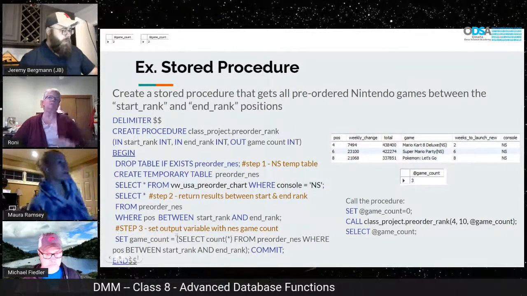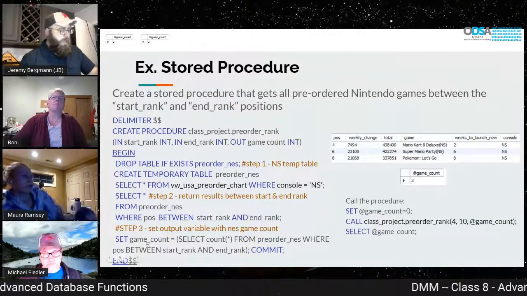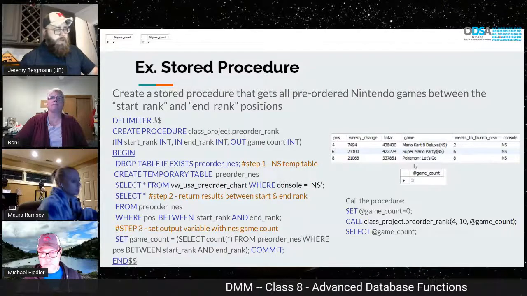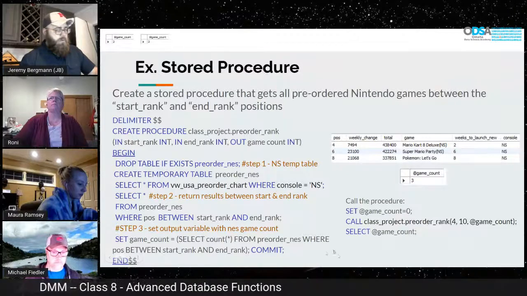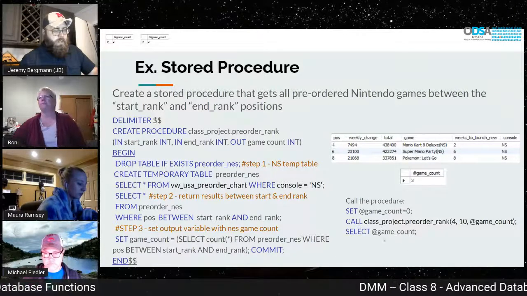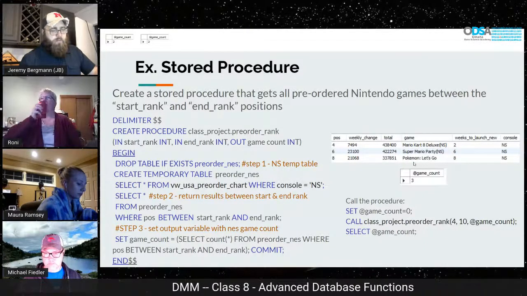And then step 3 is this output variable. What I end up doing here is selecting the count of how many are in this result set. And I'm going to restore that value. And then I'm going to call it later to be able to select the game count later to see how many games were in the results.